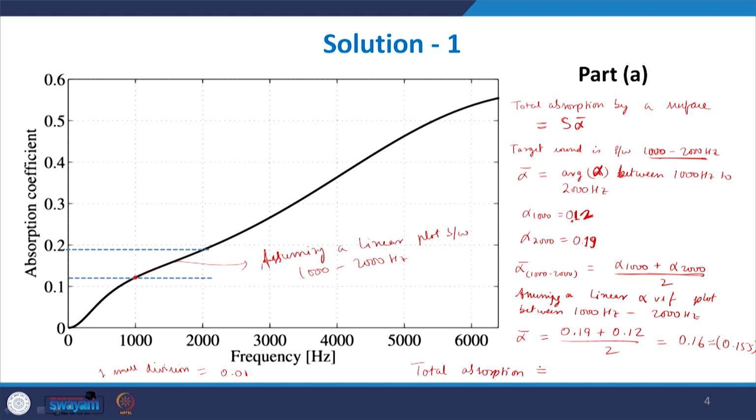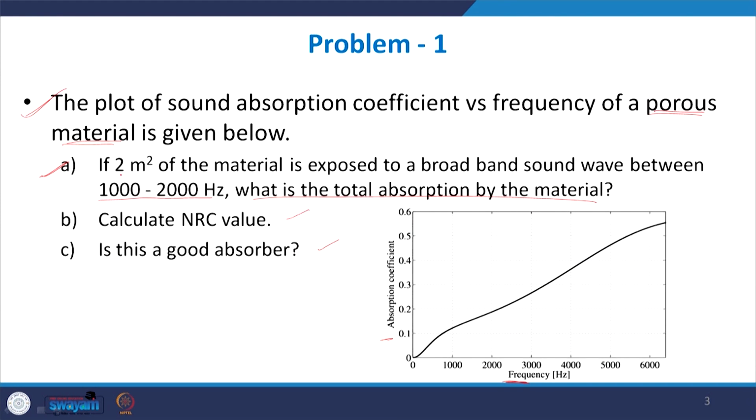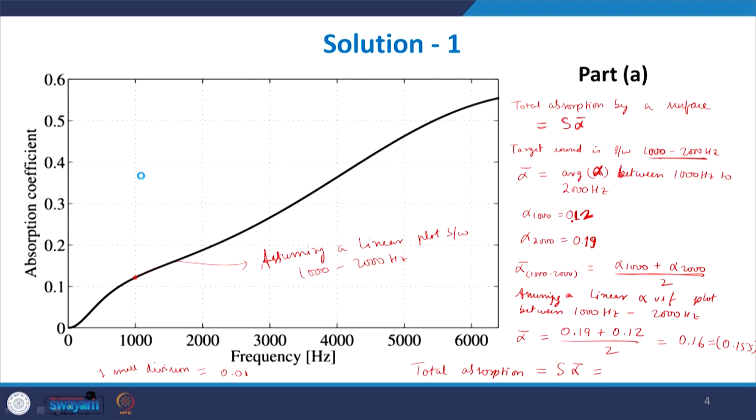Then the total absorption for the given case will be S into alpha bar. It is a 2 meter square material, as you can see if you go back. So we get 2 into 0.16, which is going to be 0.32, and the unit for the total absorption is Sabine. Whenever we multiply the absorption coefficient with the surface area of the material, the total absorption that we get, we express it in the units of Sabine. So this is the answer to our first problem.